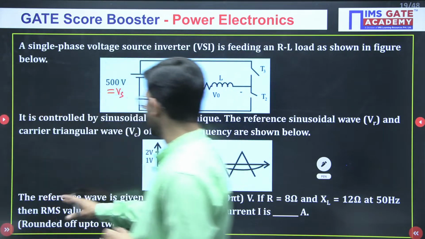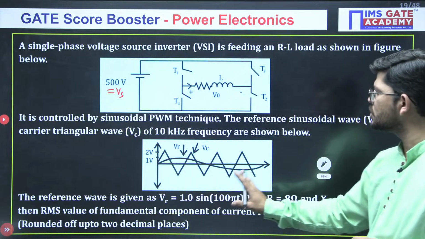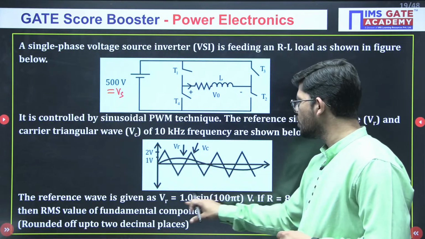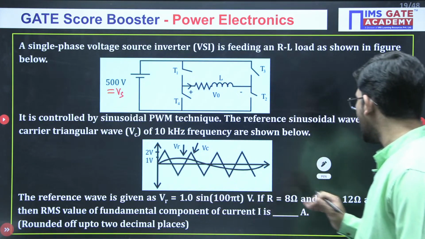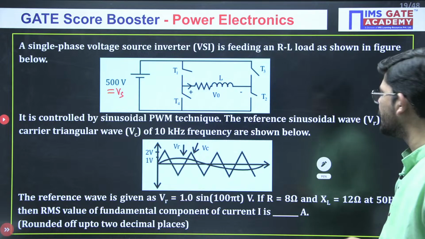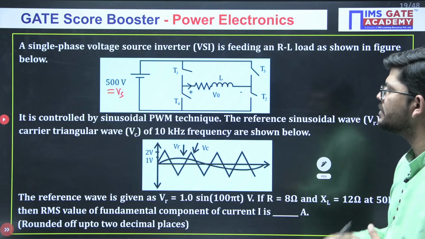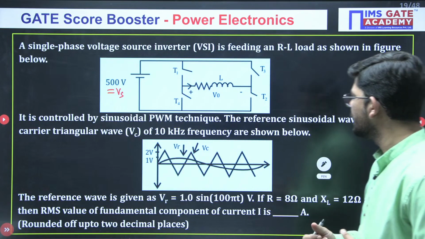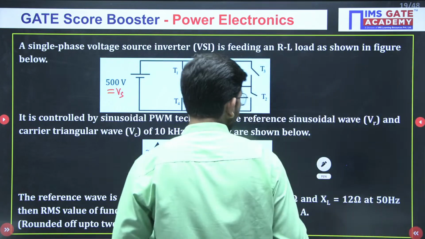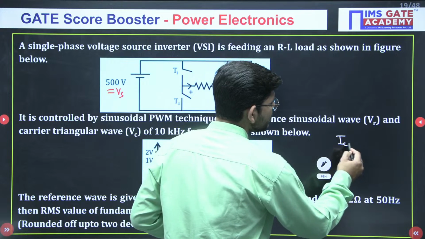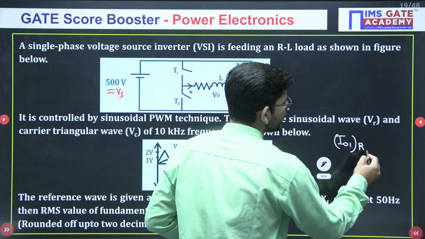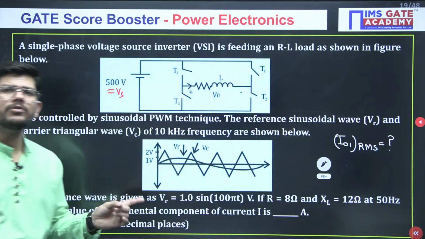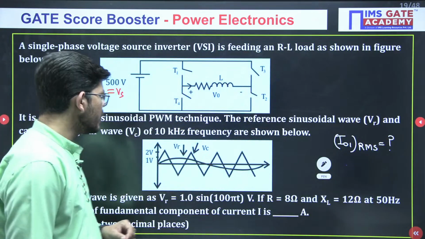And let me read out the full question. The reference wave is given as VR equals 1 sin 100 pi t. So the reference wave is a sinusoidal wave whose amplitude is 1. R is 8 ohm, XL is 12 ohm at 50 hertz. Then what will be the RMS value of the fundamental component of current? You have to calculate the RMS value of the fundamental component of current. This is what we have to calculate here.